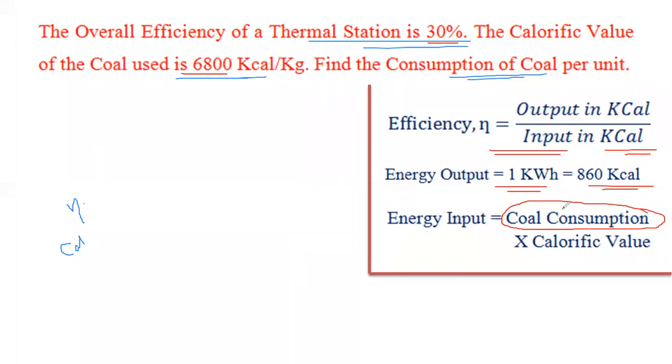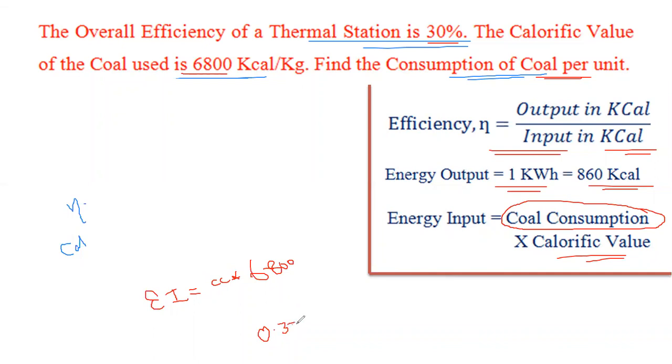Now for the coal consumption, we want to find out per unit how much coal is utilized. The problem has given the calorific value. Now the first thing we want to find is the energy input, that is the coal consumption with respect to the calorific value. The energy input equals the coal consumption into the calorific value, which in the problem is given as 6,800. Now in the problem the overall efficiency given is 30%.